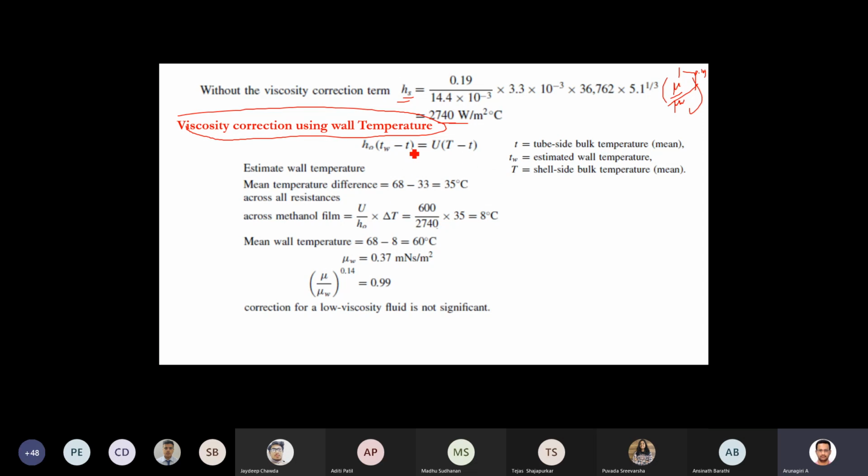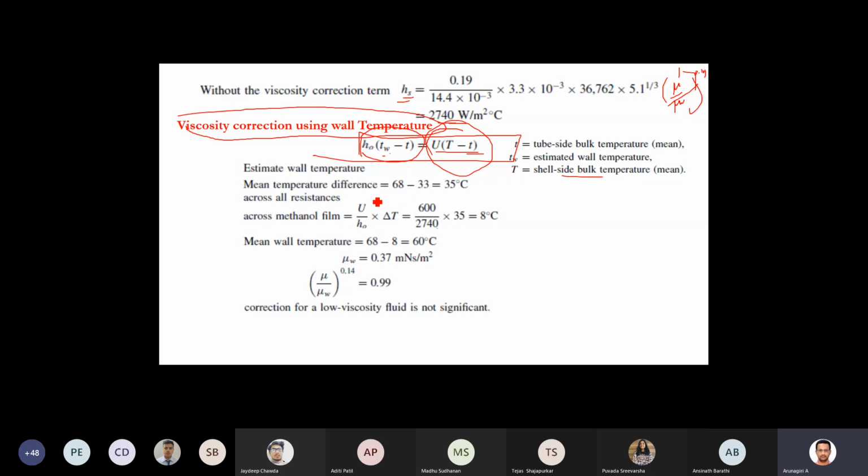Now, to account for that, you have to calculate the viscosity of the shell side fluid at the wall temperature. How can you do that? This is the way to calculate the wall temperature. This is U into (T minus t). T is the shell side bulk fluid temperature, small t is the tube side bulk fluid temperature. Actual heat transfer takes place between the hot fluid and the cold fluid. This part is only the shell side, that is the heat transfer from bulk fluid to shell wall. So we have to calculate this Tw.